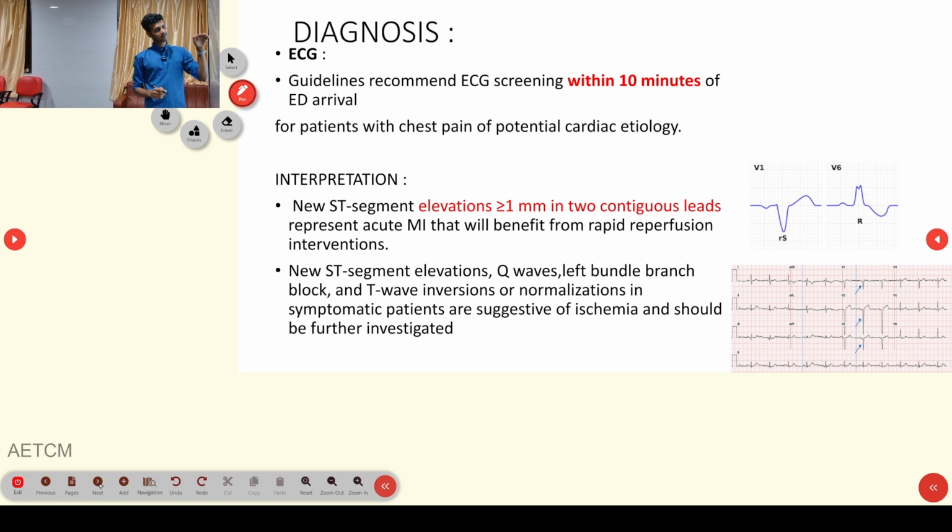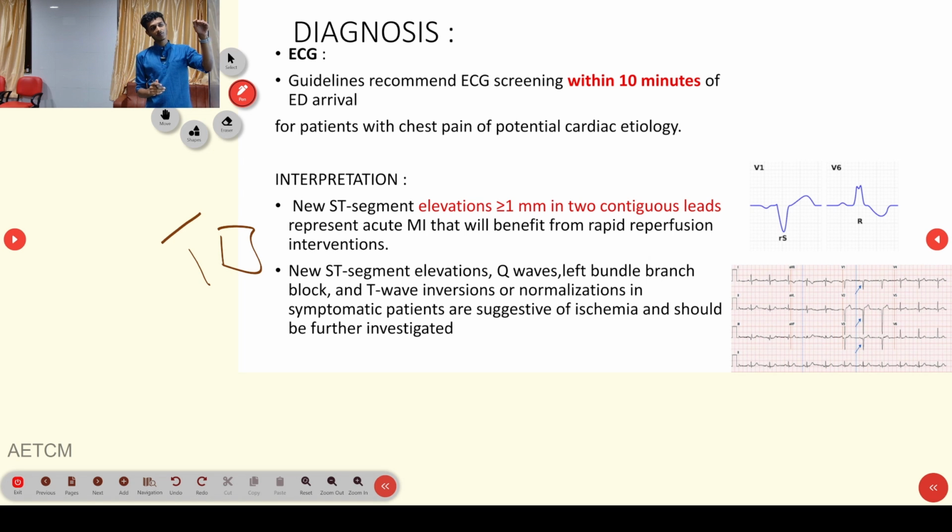So interpretation wise, new ST segment elevation is more than or equal to 1 millimeter in two contiguous leads. So more than 1 millimeter means abnormal criteria. What about the normal criteria in the ST segment? It should not elevate or depress more than 0.5 millimeter. So that is the normal criteria.